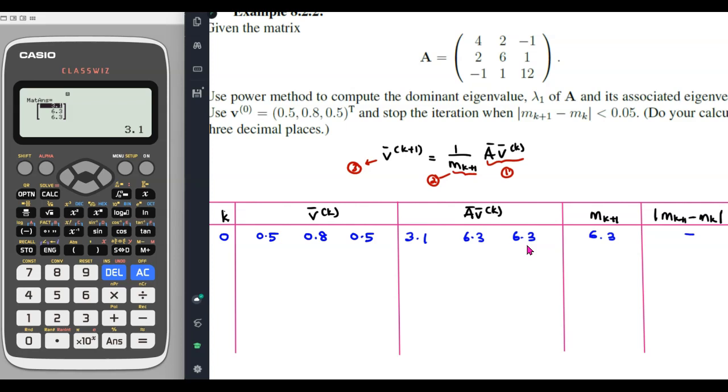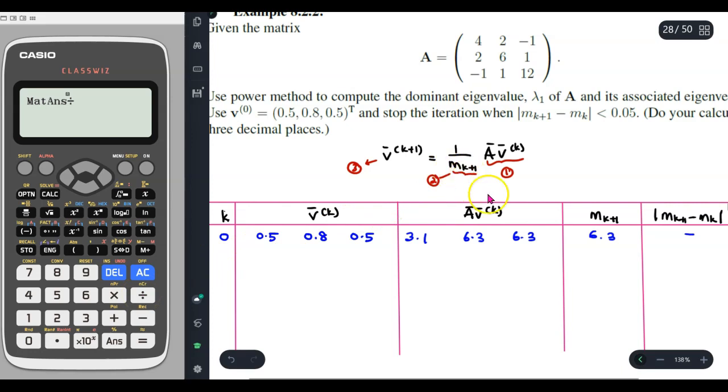All right. Next, computation number 3. So step 3 is to compute your vk plus 1 here. So your current v is at k equal to 0, so the next vk plus 1 is supposed to be v1 here. So by computing 1 over mk plus 1 times avk, in your calculator, this avk, which is the math answer in your current view, is actually your avk. So you want to divide by mk plus 1, so you can simply press the division here, over mk plus 1. So your current mk plus 1 is 6.3, so put 6.3 over there.